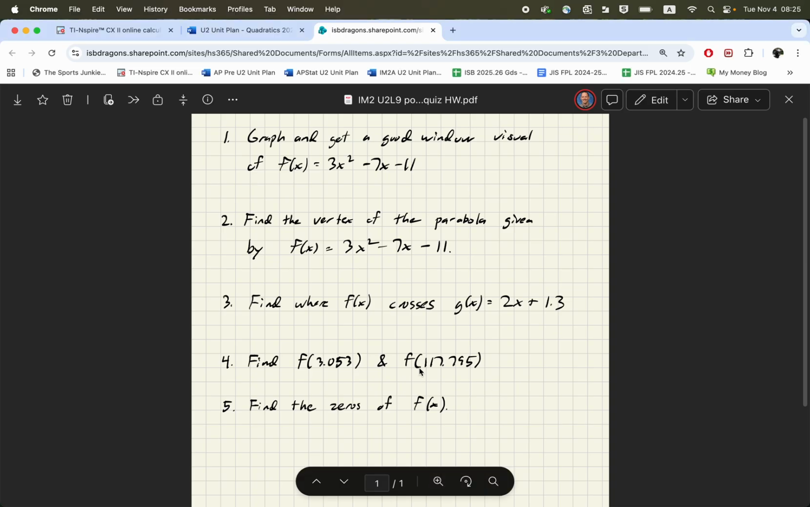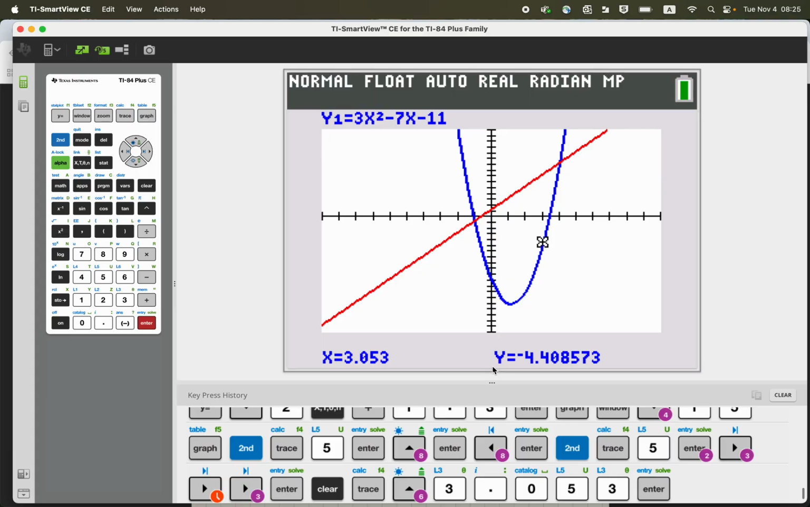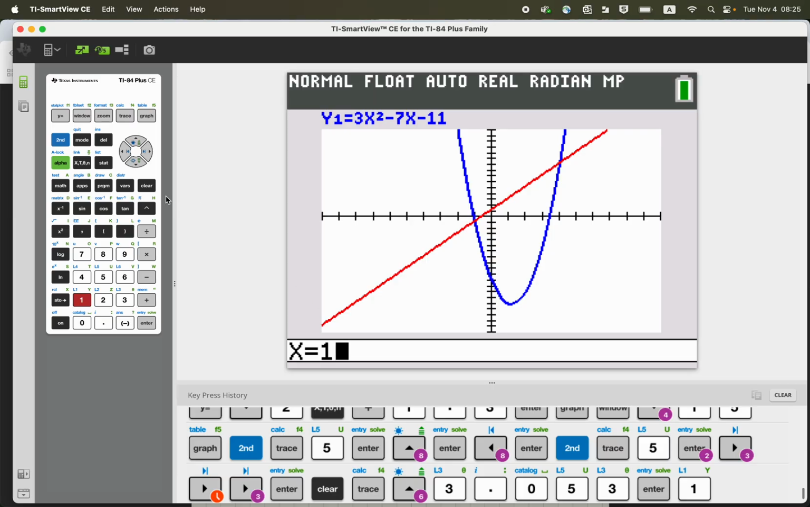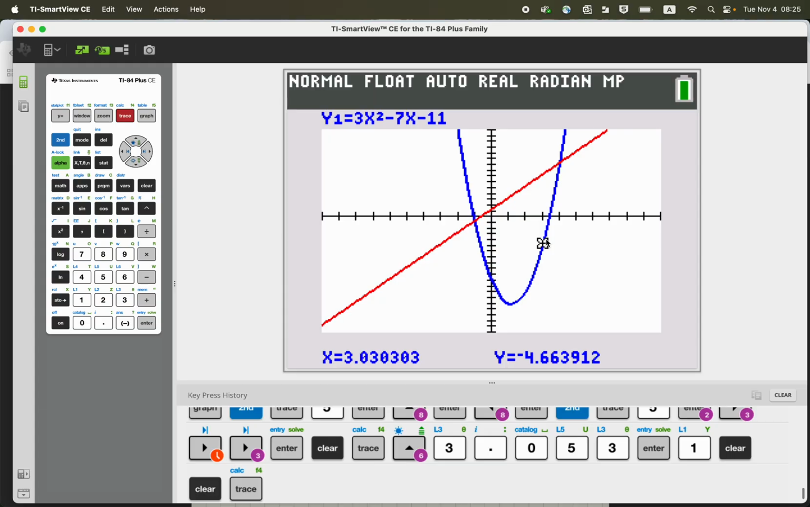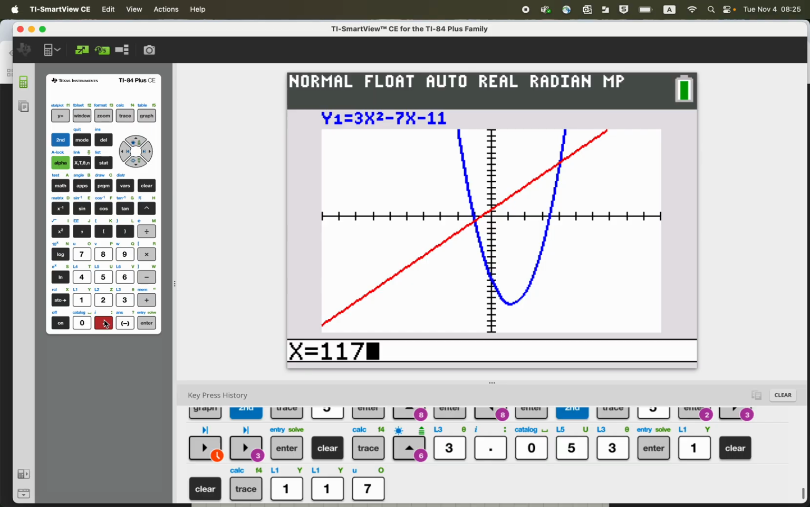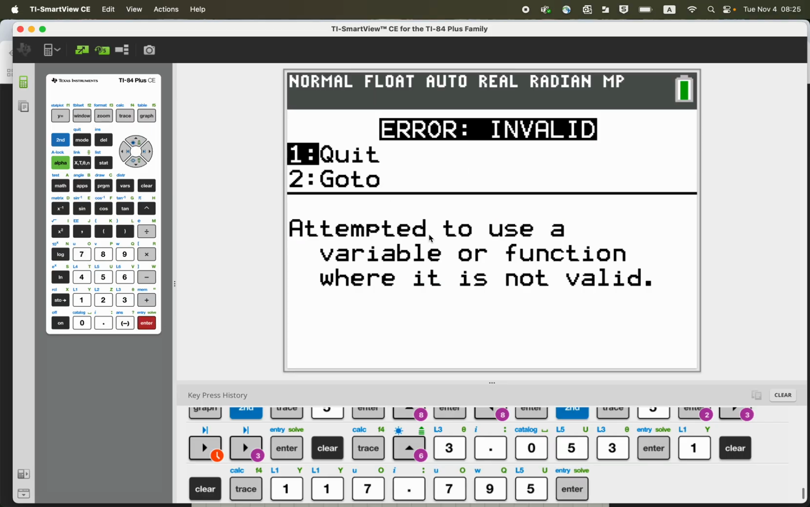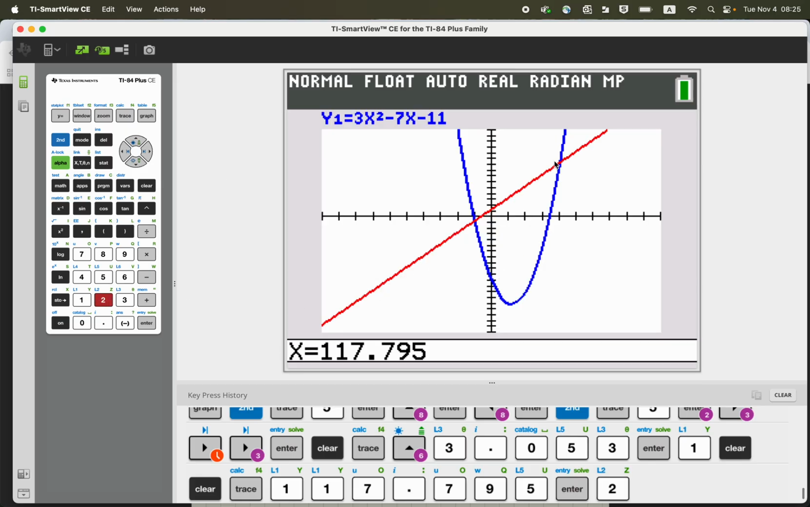Now I think this 117.795 is not going to work because it's outside the window, but let's try it. I'm going to push trace again. Actually, I don't think I need to, but let's just try. If I input a value now, it will work, but I'm going to clear and go trace again. I'm on the blue. I want the value at 117.795. Push enter. Okay, so this is one downside of the 84: this will not work unless we can see the values.